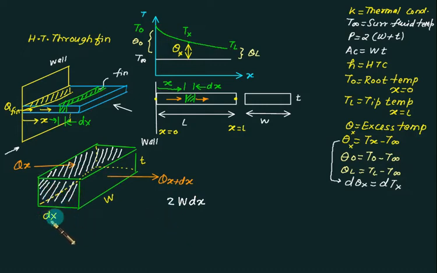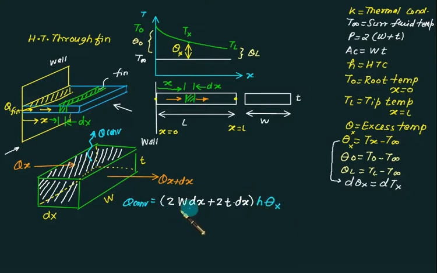From the area perpendicular to the z-axis, this is dx multiplied by t. One area is on the back side, so this is 2 multiplied by dx multiplied by t. From this whole area, heat is transferred by means of convection. For convection heat transfer, Q convection, we have area multiplied by h, and at that point we have an excess temperature equal to theta x.